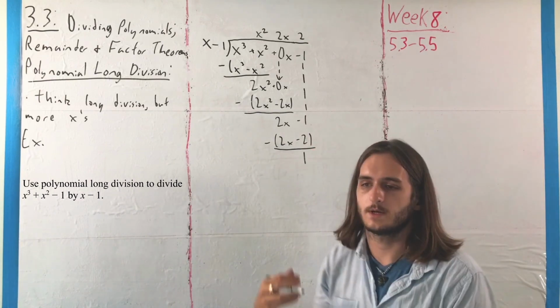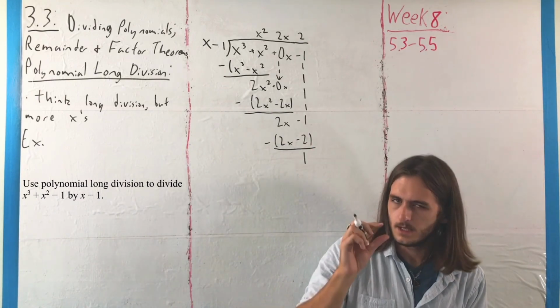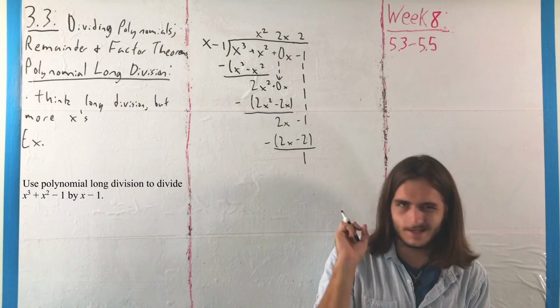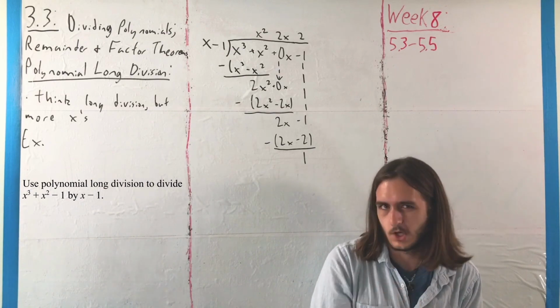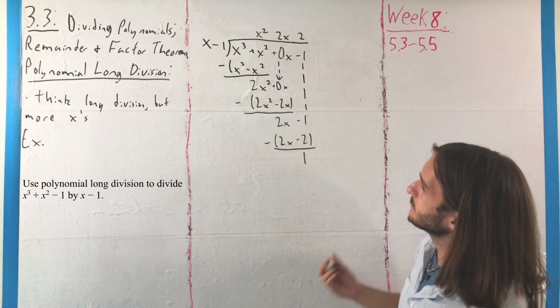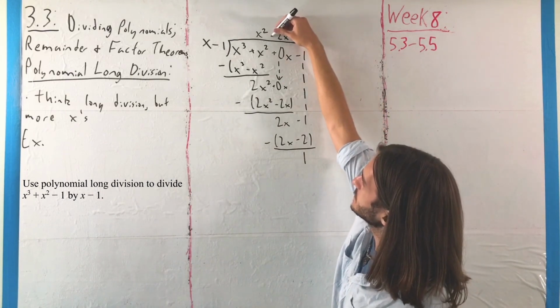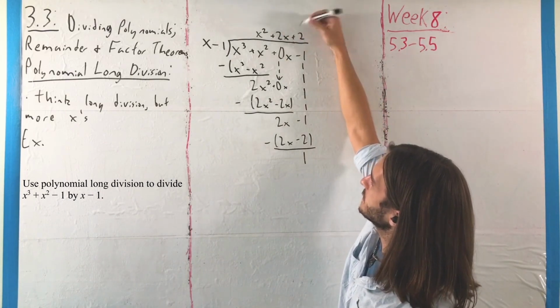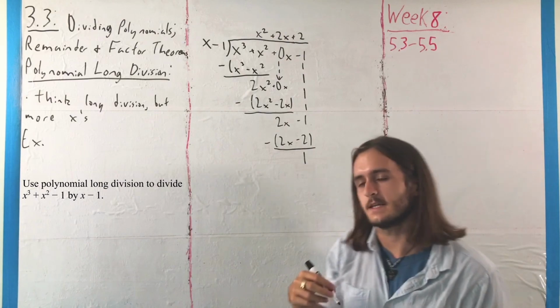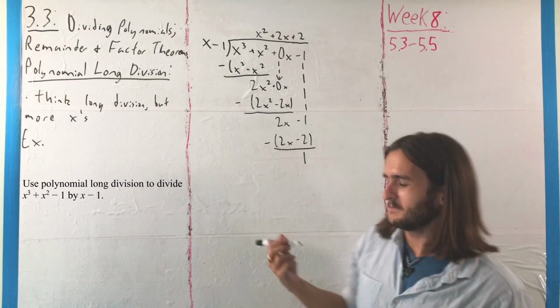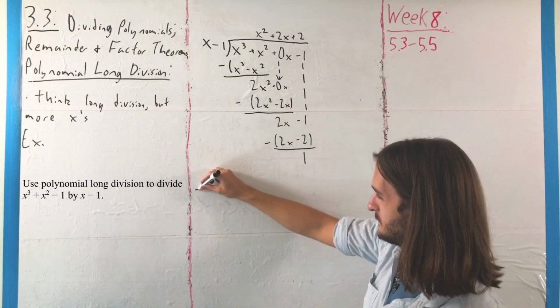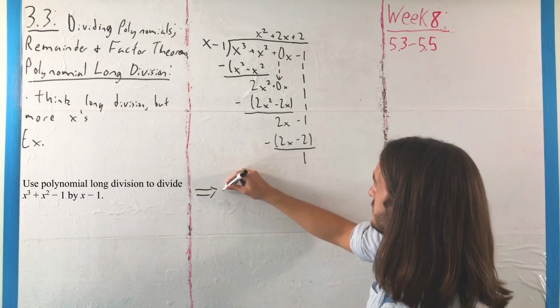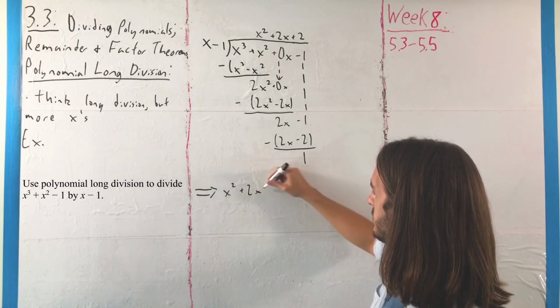So I got ahead of myself when I said that this thing is actually a factor, because it's not quite. It's off by just 1. We're so close. Not good enough. Because what we end up with here is our quotient, x squared plus 2x plus 2.